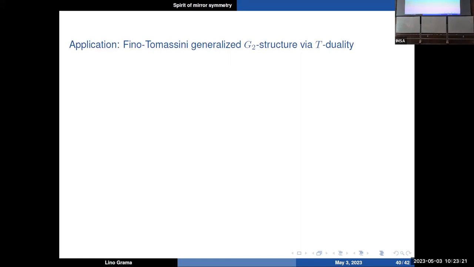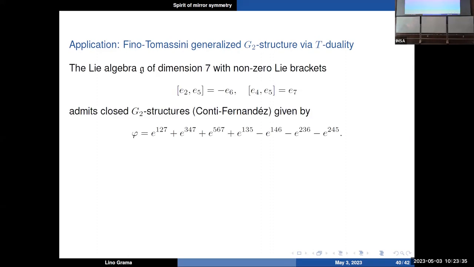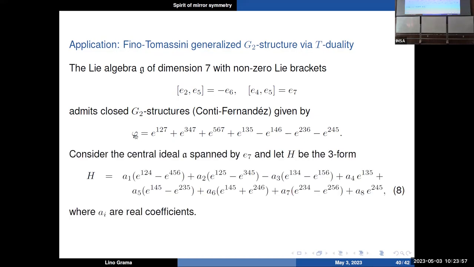The last application is that we can recover some Fino-Tomasini examples of generalized structures. We can produce this via T-duality. We start with a seven-dimensional Lie algebra with this bracket, and this closed G2 structure is provided by Conti and Fernandez.